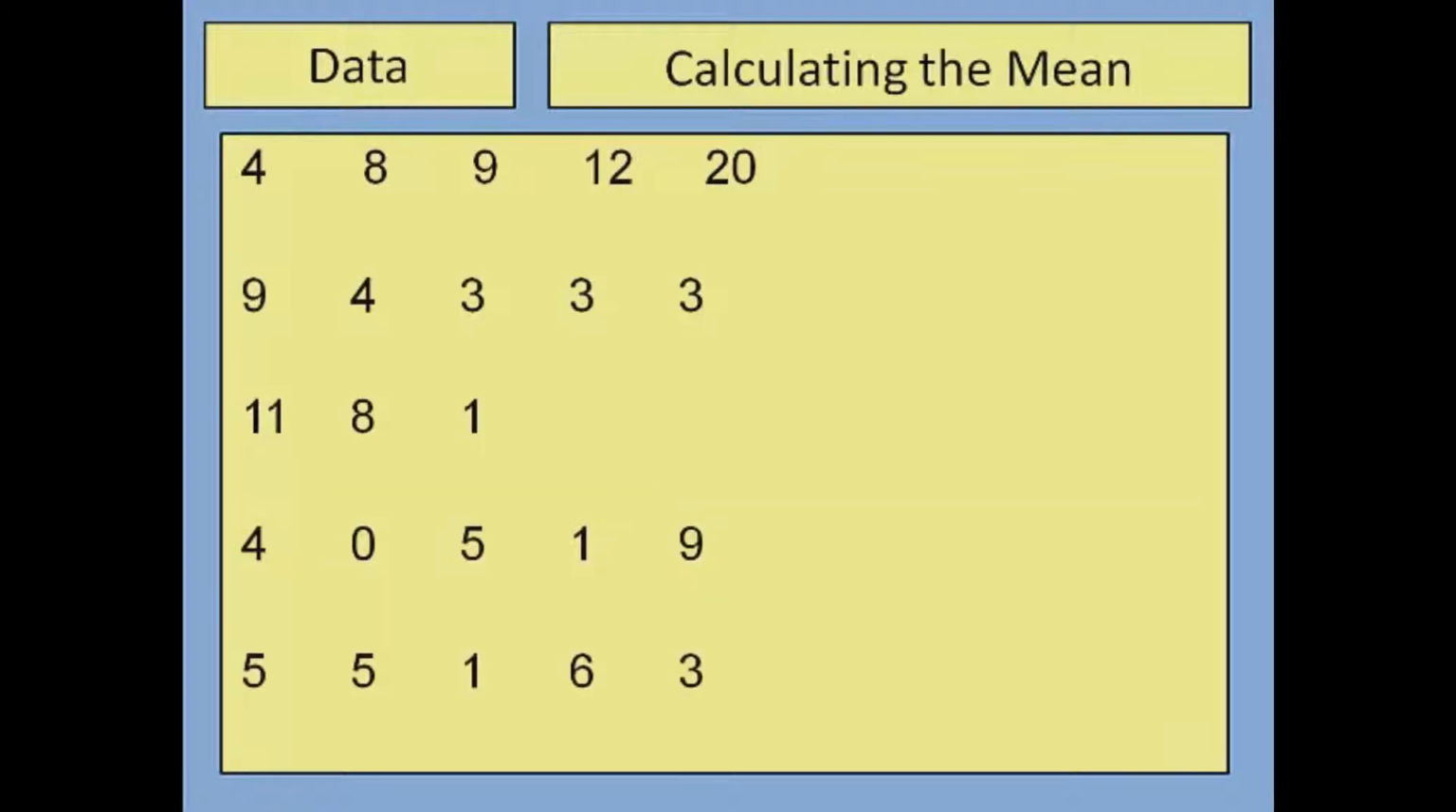Okay, here's 5 questions for you to have a go at. Calculate the mean for each of them and round your answer to 1 decimal place. Once you've done that, press play again and I'll take you through the answers.